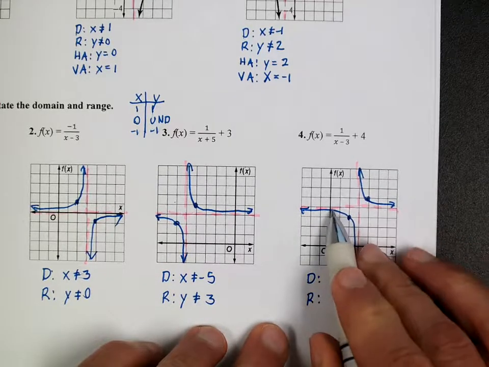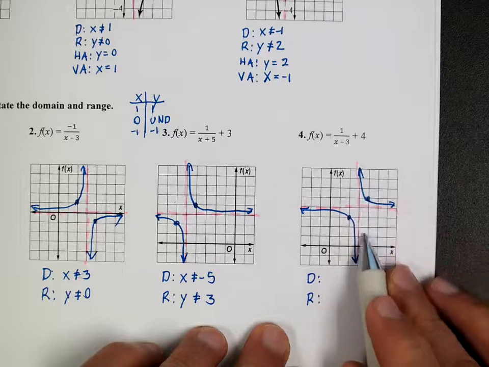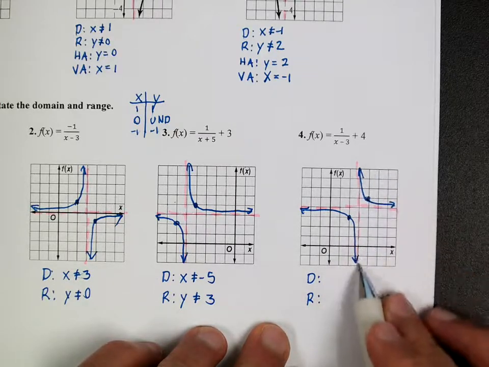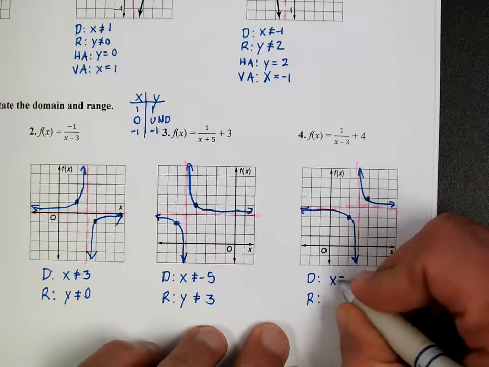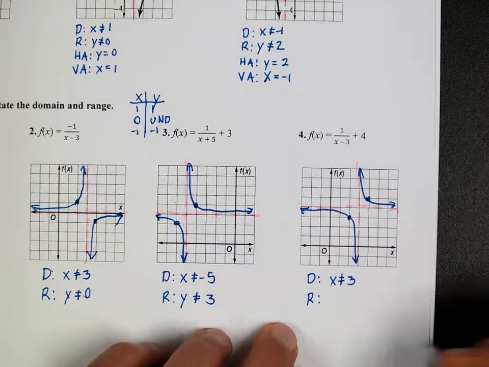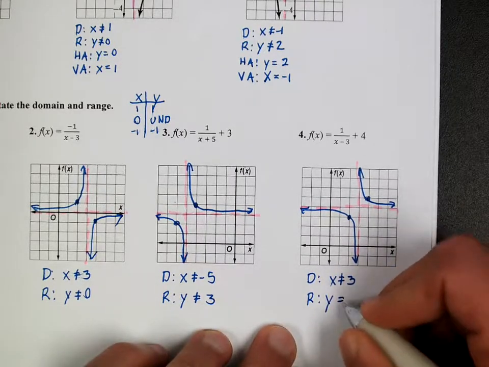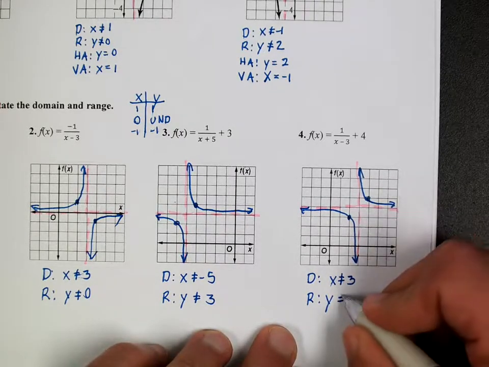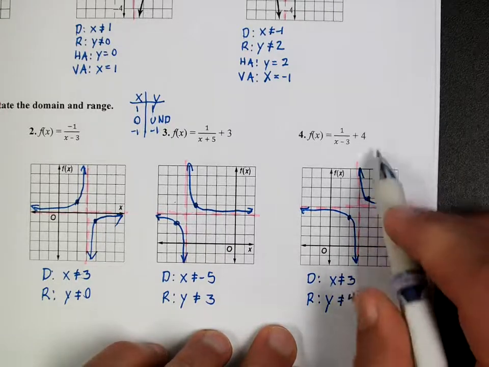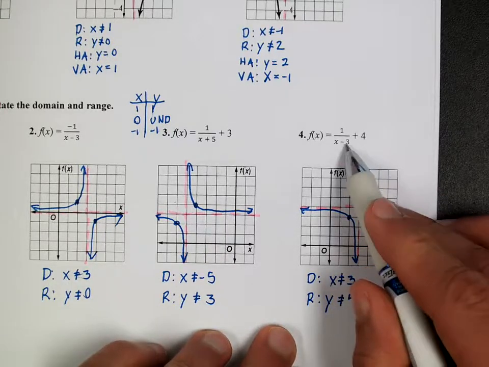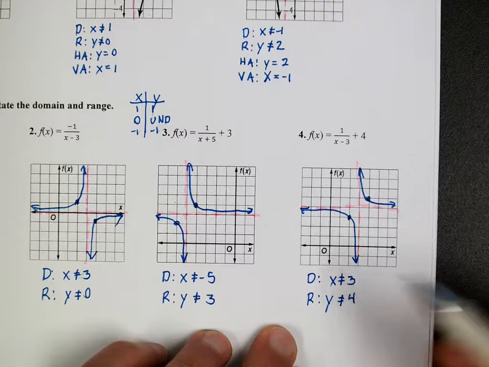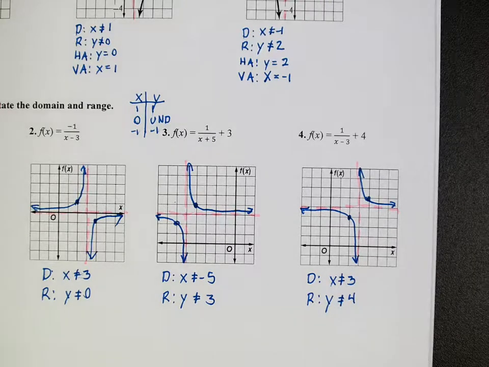Now, my domain can be any number except for this line right here, where this line is located. It happens to be x is equal to 3. So remember, x cannot be equal to 3. And my range is going to be y cannot be equal to 4. Now look at what I have here, right? Up 4, to the right 3. They should kind of match up. So that's one way for you to check on that.